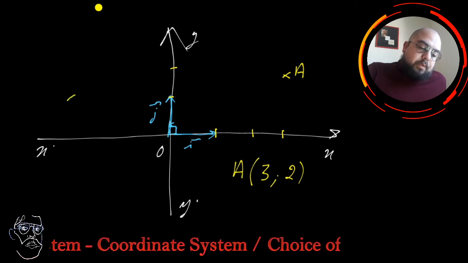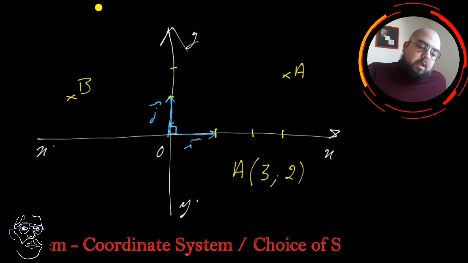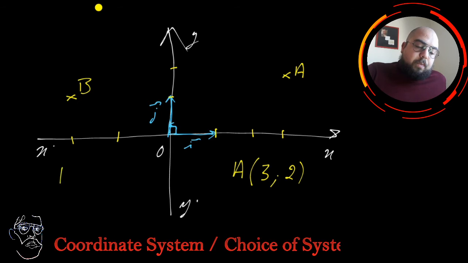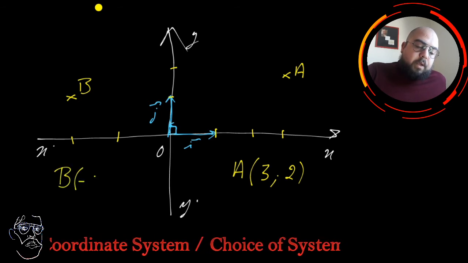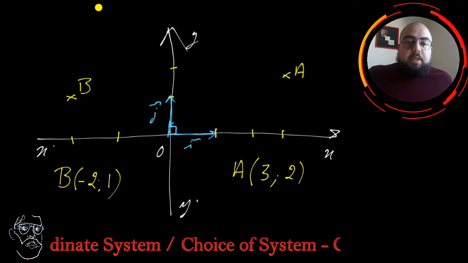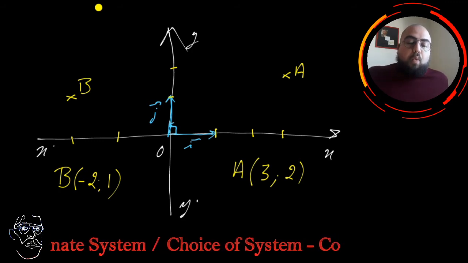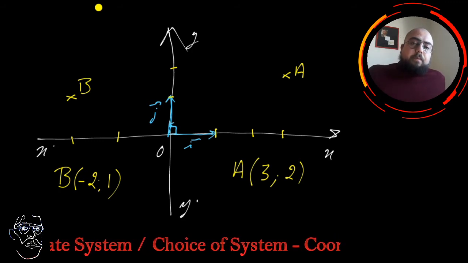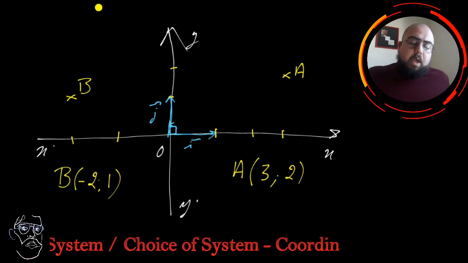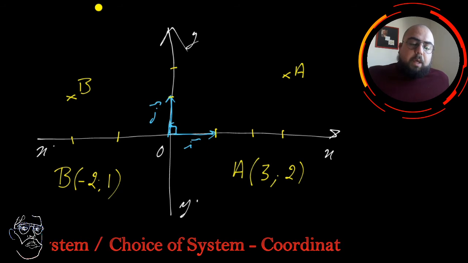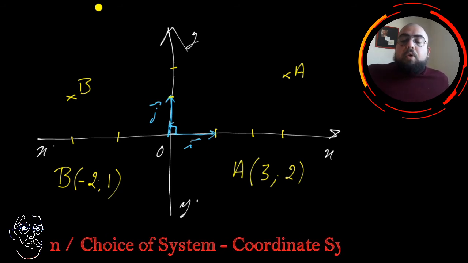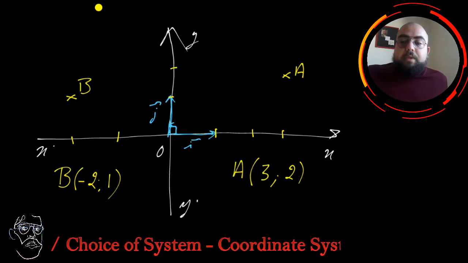Now let's say this was the position of point B. Now in this case we should pay attention to 1, 2, let's say. So B has the coordinates -2 and 1. You have 2 units towards the negative part of x prime or x, and 1 unit towards the upper part of the ordinate, and this is how you get the coordinates of your point B.